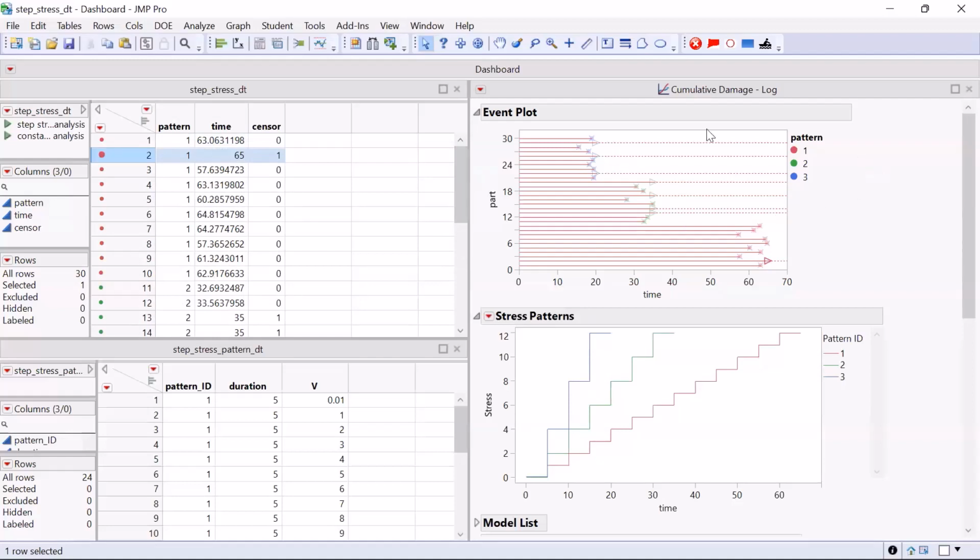This event plot here shows me what the failure times were, okay? For the pattern of 1, this slow ramp rate, you can imagine that this is going to take a long time to fail. You're creeping the stress up slowly, so it's going to take longer for the parts to fail. That's why the failure times are higher here. If I go at a very fast ramp rate, like ramp pattern ID number 3, that's pretty fast. I got up to high voltage quickly, so that means parts are going to fail pretty quickly. Okay, so let me show you how you can take this data and actually get the analysis.